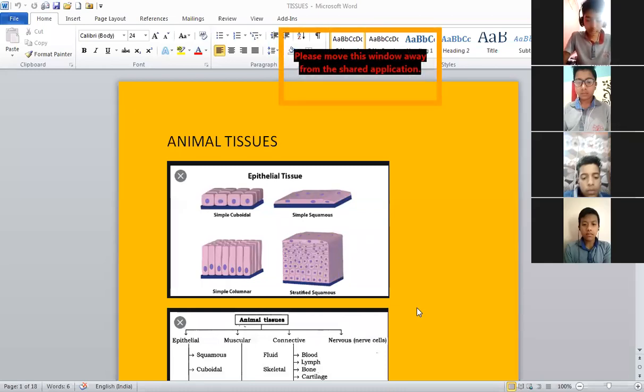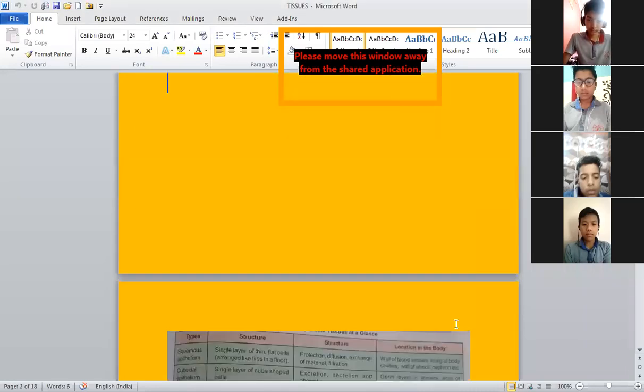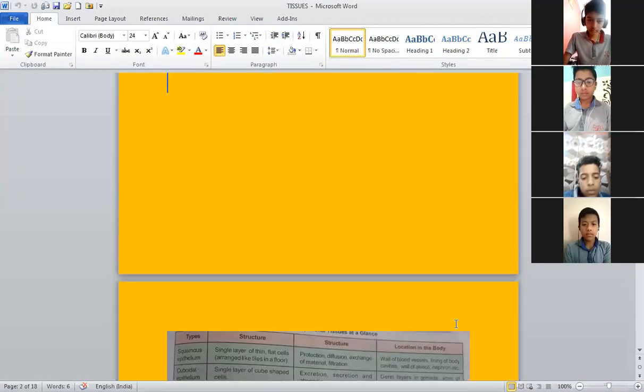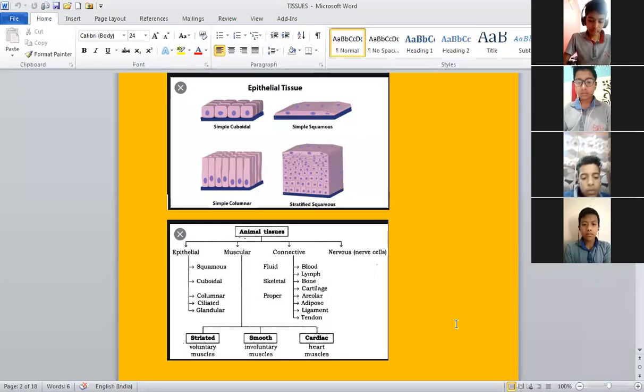So today we are going to study about animal tissues. We have learnt about plant tissue in the last classes. Today we are going to study about animal tissue. First of all, I'll tell you the classification, how these animal tissues are classified.